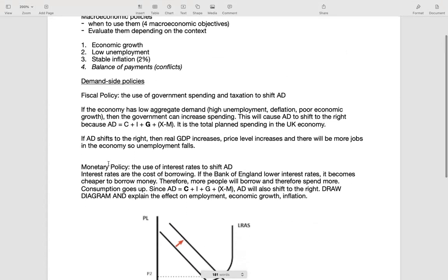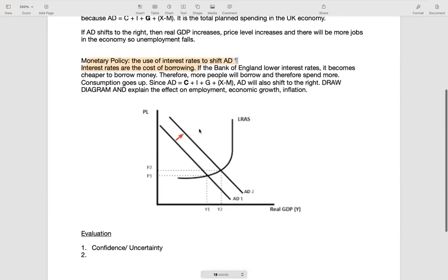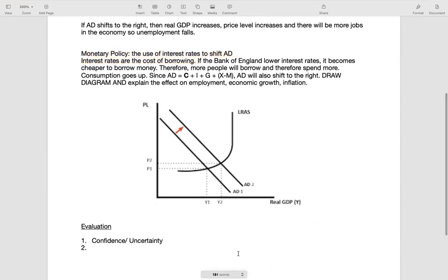Same with monetary policy, you talk about the interest rates example. But with fiscal policy, we can go into more detail and say something quite interesting about the multiplier. So the multiplier effect is when an increase in government spending leads to an even greater increase in GDP.